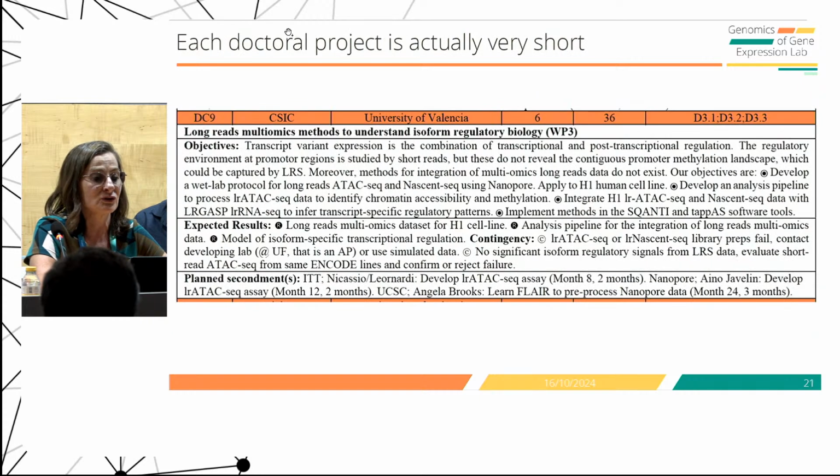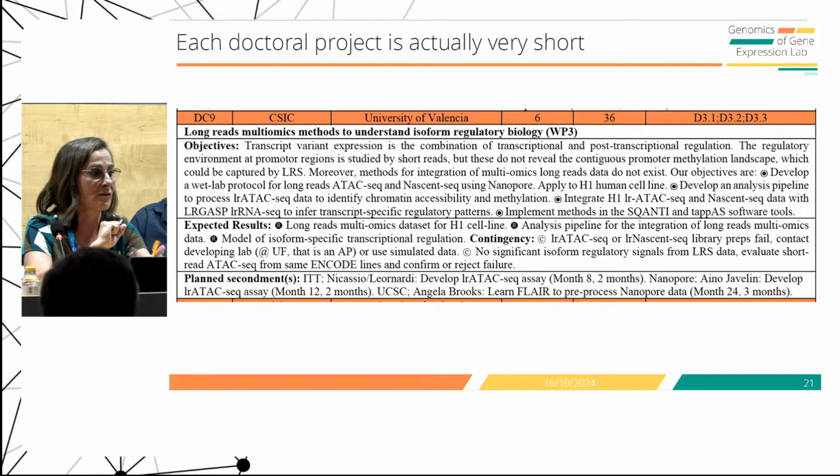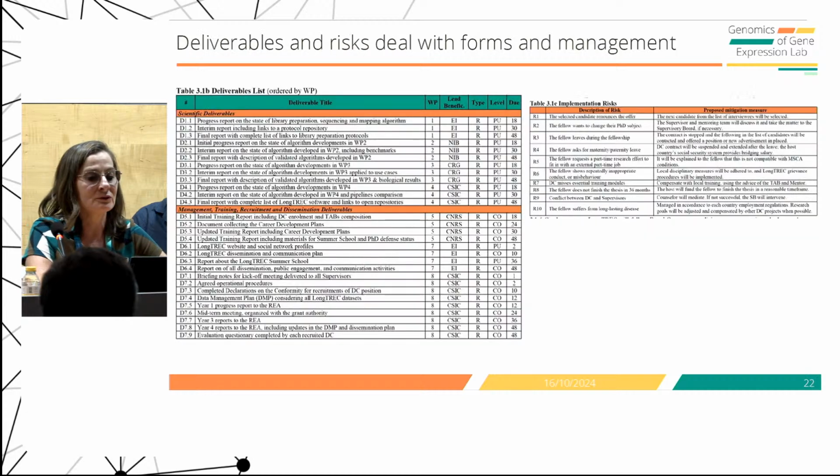And also, again, each doctoral project is actually very short. It's only described in this way. It's very, very short. One thing that is important is that each doctoral project is independent, and you don't create dependency between the projects, because if one goes wrong, it should not be affecting the other projects. Deliverables.